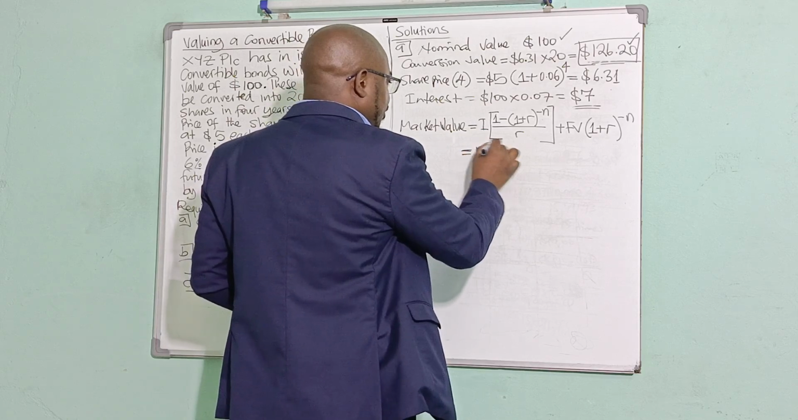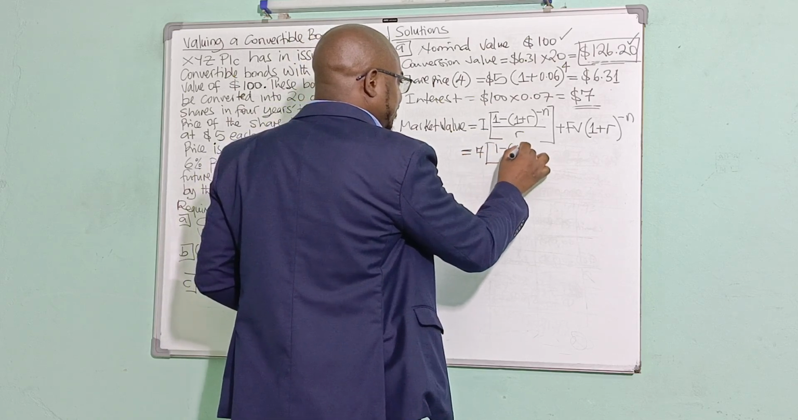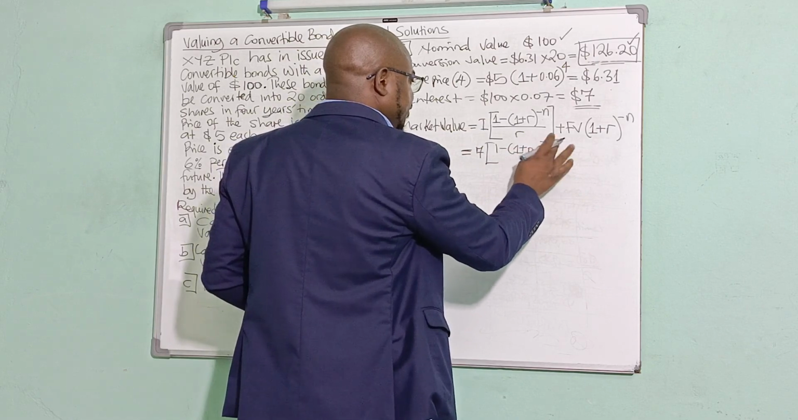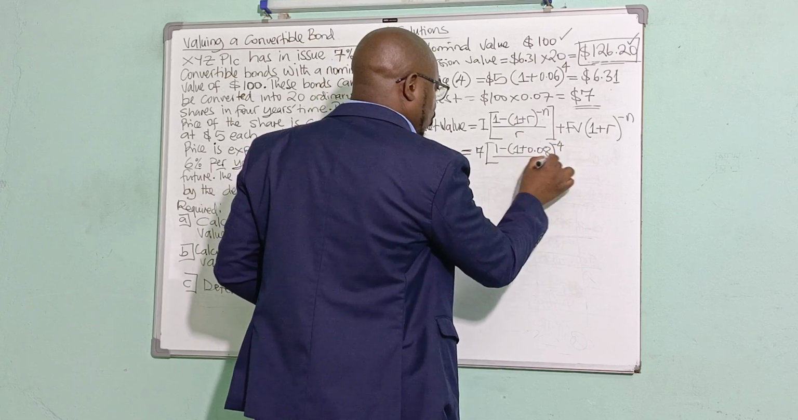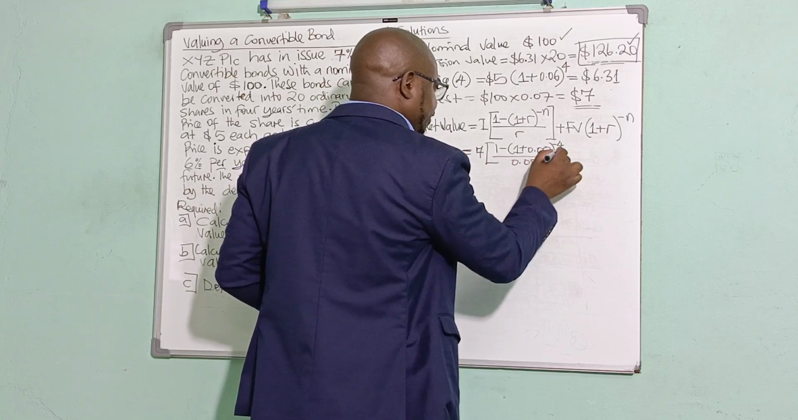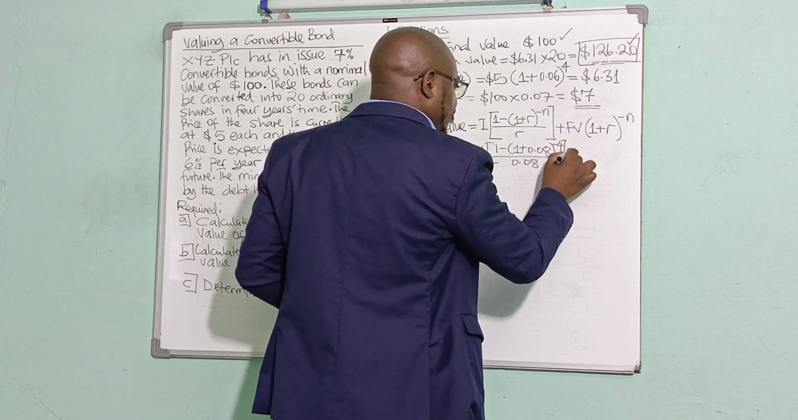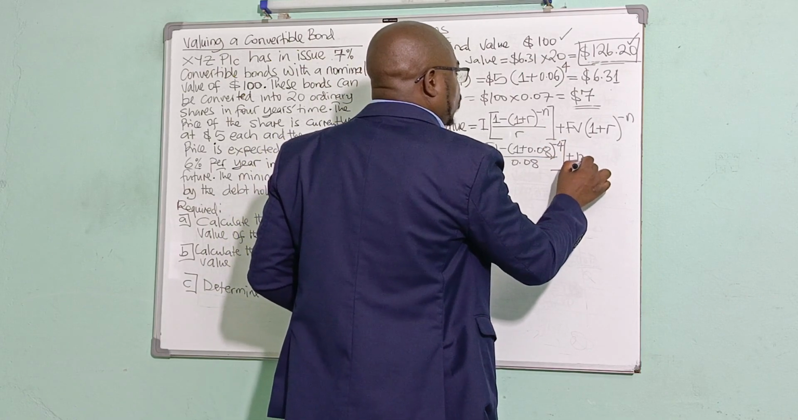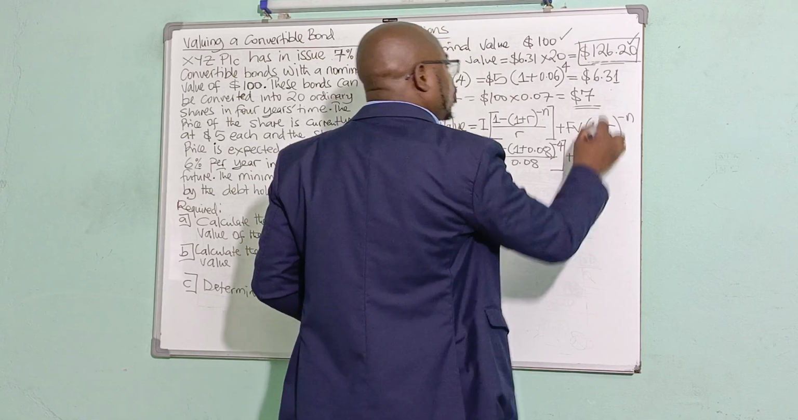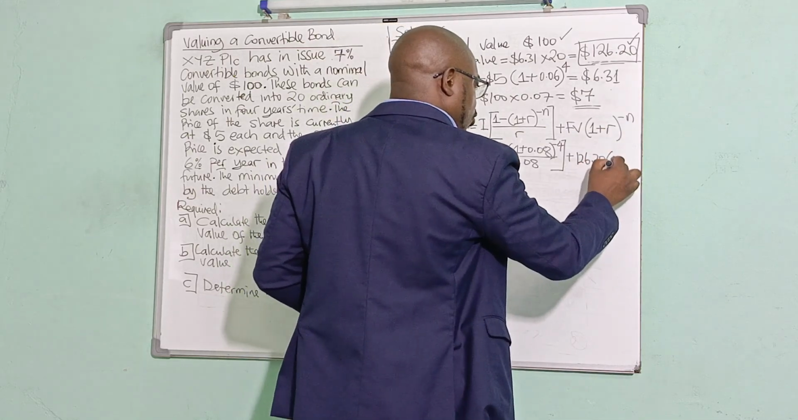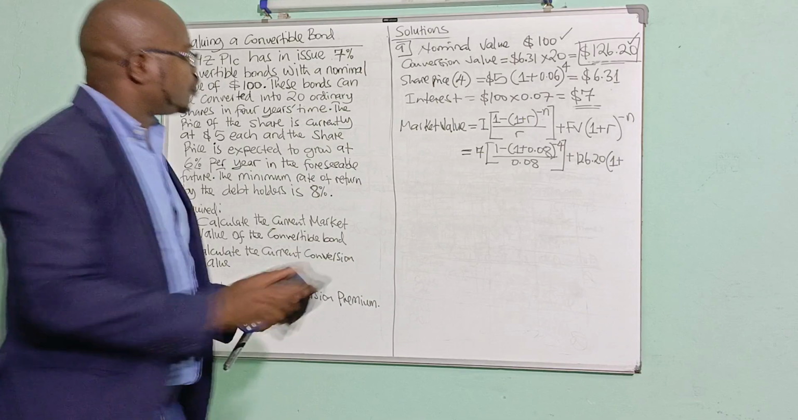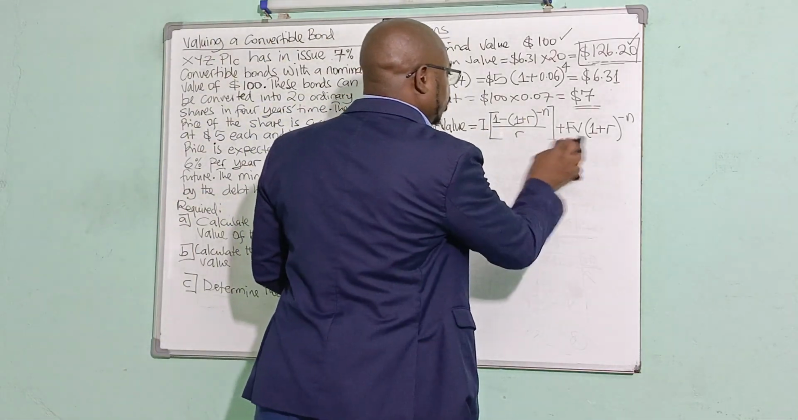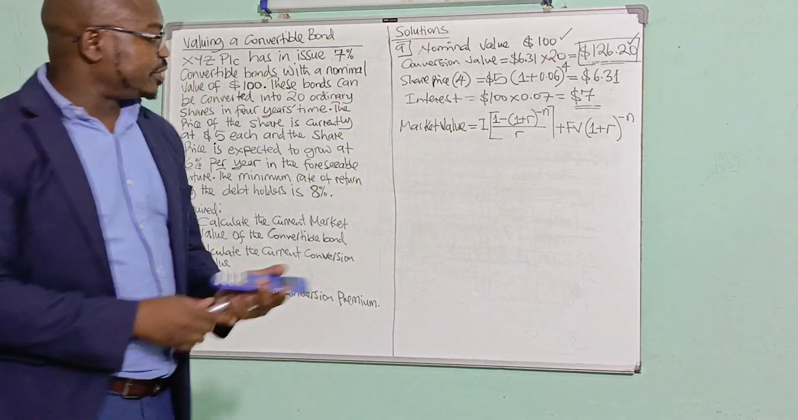7, 1 minus 1 plus 0.08 raised to the power negative 4 over 0.08, plus 126.20, which is that one. 1 plus, the space will be too small. Sorry for that. Let me just manage my space very well.